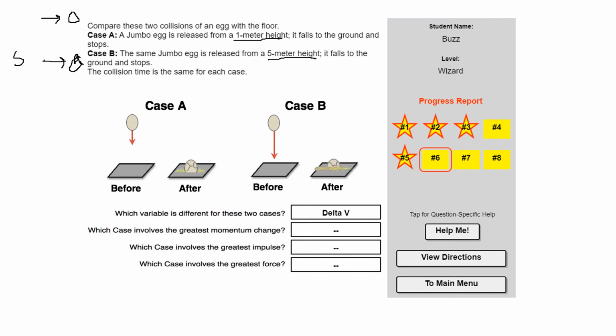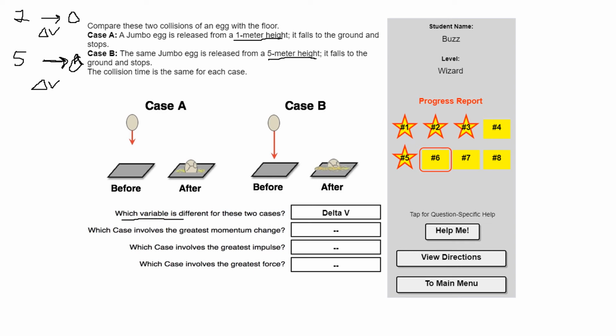So we know that the one dropped from 5 meters is going to have a greater change in velocity than the one dropped from 1 meter. That's the physics. If something falls for longer, it goes faster. So we know that the change in velocity is not the same between these two cases. The change in velocity here would be more than the change in velocity here.